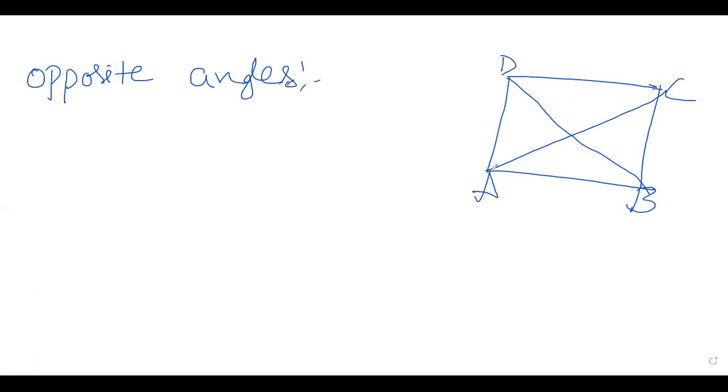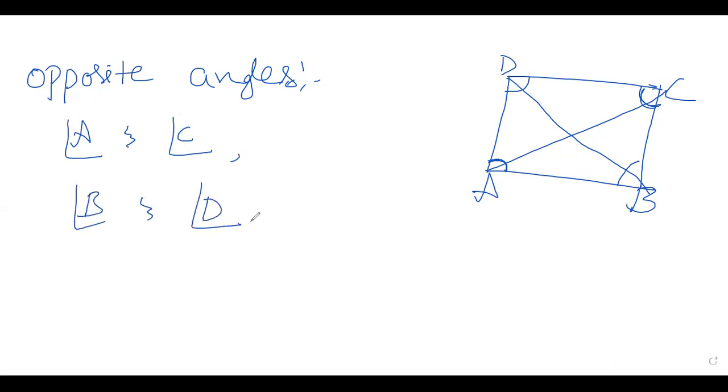Which are opposite angles here? Which is opposite to the angle A? That is angle C. Which is opposite to the angle B? It is angle D. So angle A and angle C, these two are a pair of opposite angles. Then angle B and angle D.